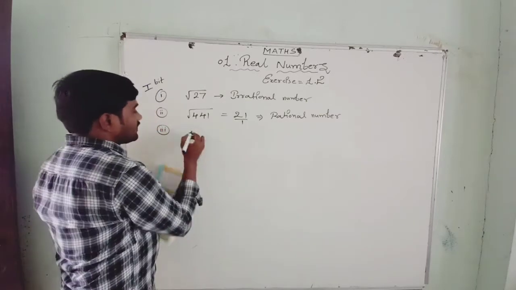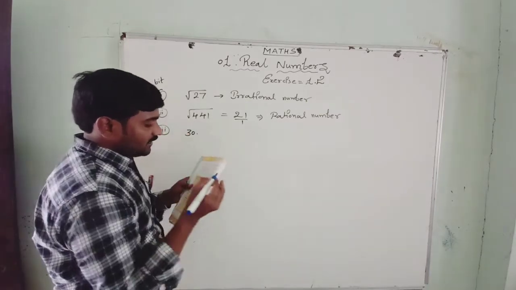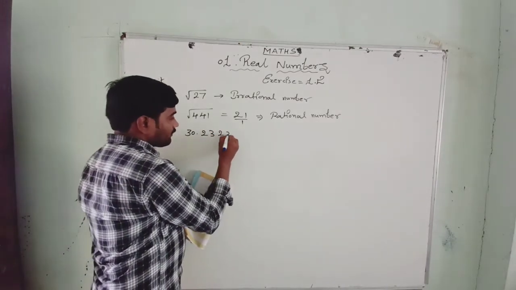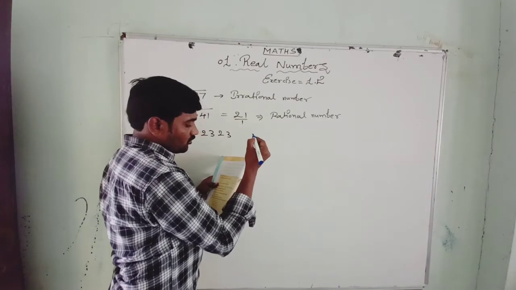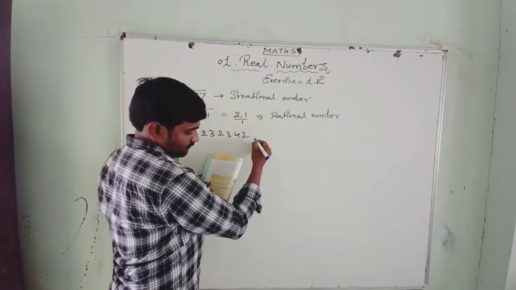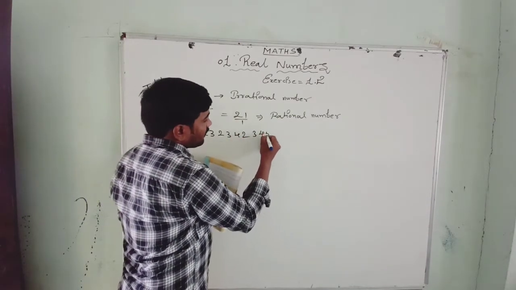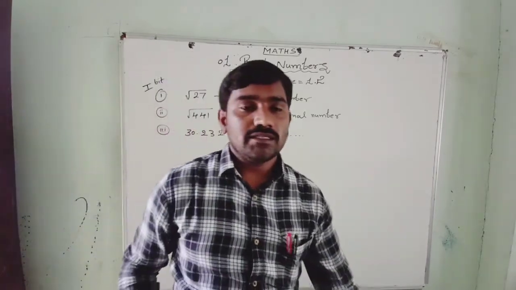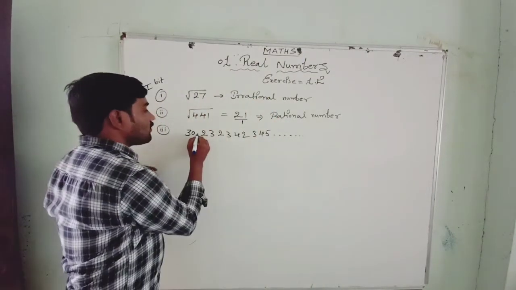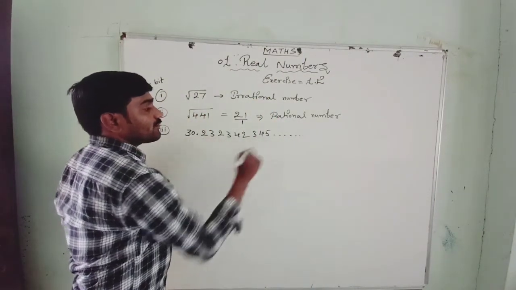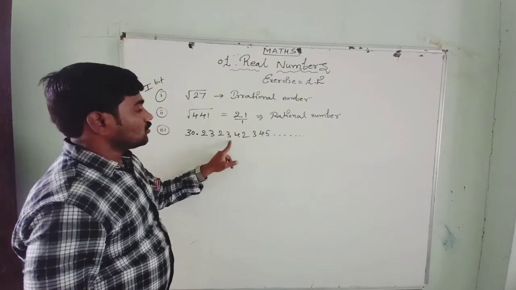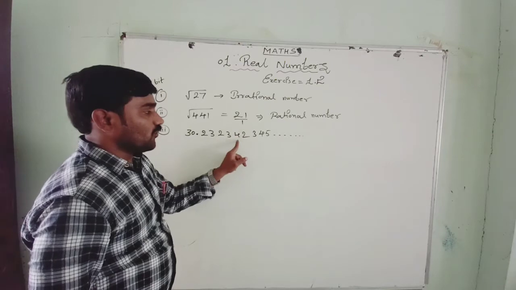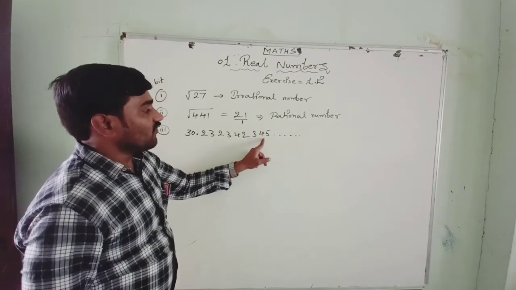That's why I told. And here the third one is 30.23 42 345 and so on. So what is this number? See, after the decimal point, the digits are not repeating continuously. 2 3 2 3 again 2 3 2 3 came, but again it should be 2 3 here, but there is a 4, later 2 3, then 4 5.